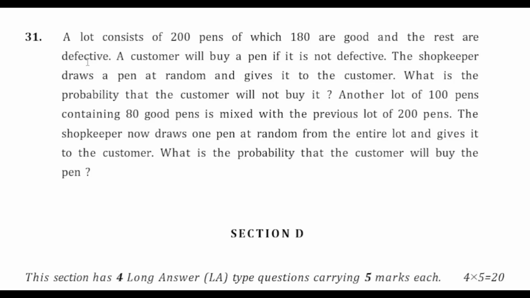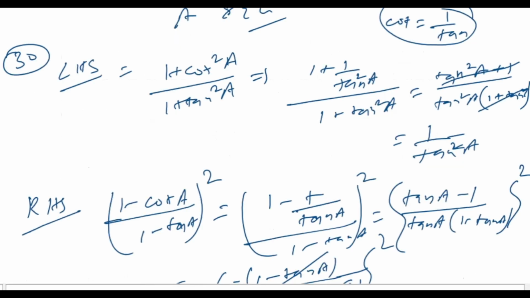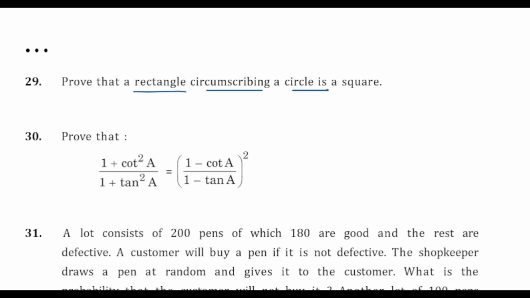Another question is, another lot of 100 pens containing 80 good pens is mixed with the previous lot of 200 pens. The shopkeeper now draws one pen at random from the entire lot and gives it to the customer. What is the probability that the customer will buy the pen? Ultimately, two questions are given and will be solved one by one. This is not optional, it is compulsory to solve both questions. So this is our question number 31.